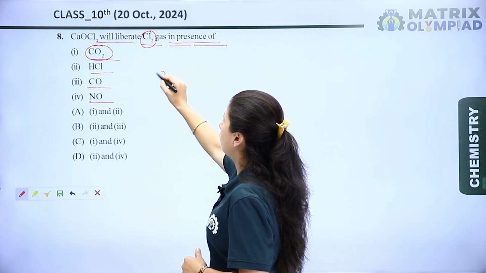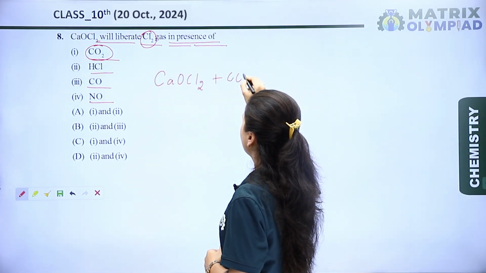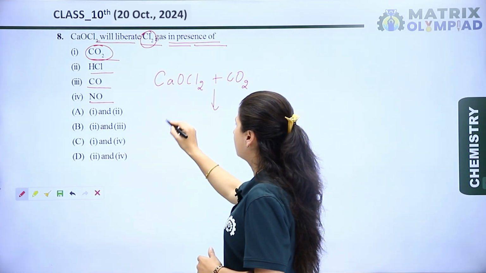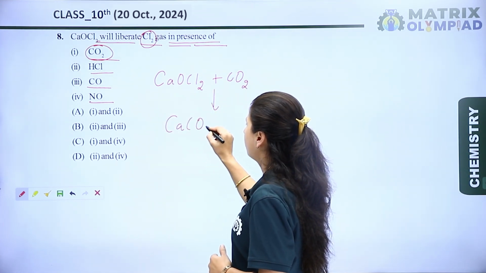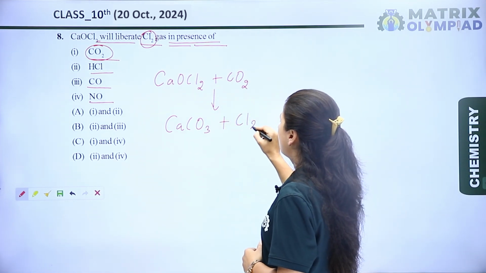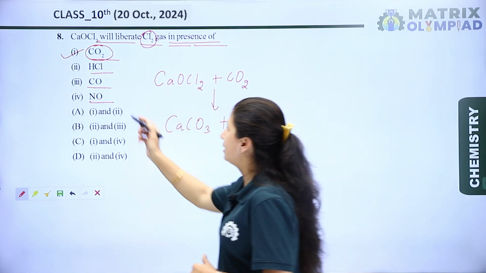When bleaching powder, CaOCl2, reacts with carbon dioxide, it produces two substances. First is calcium carbonate, CaCO3, and the second substance is chlorine gas. So the first is the right option. Now let's see the next one.